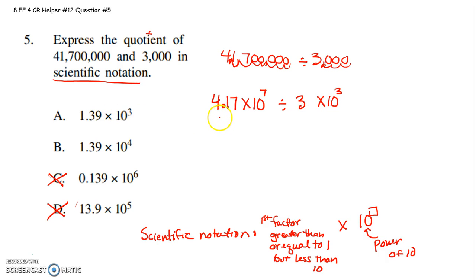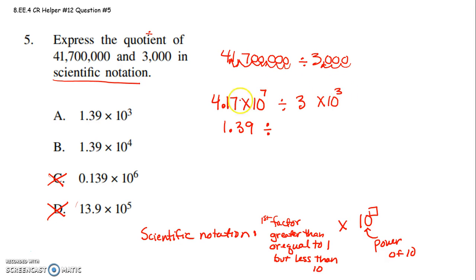All right, now I'm going to tell you something. I'm going to get real crazy on you. 4.17 divided by 3, I don't even have to work out because I know it's 1.39. I can show that long division off to the side, but I know it's got to be 1.39.